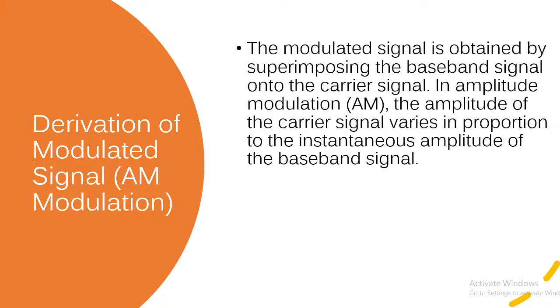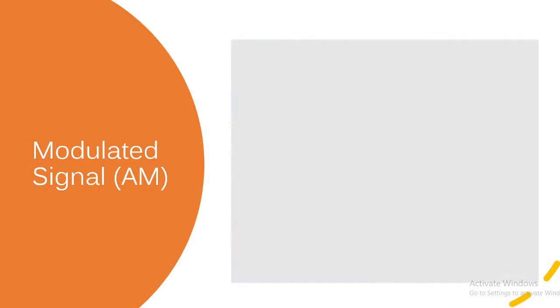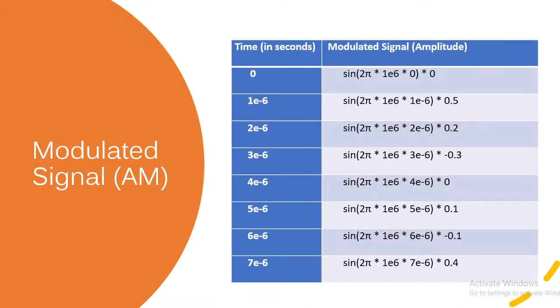Now we will derive the modulated signal for AM. Let us try to derive the modulated signal from the baseband signal and the carrier signal. For the modulated signal, you can see the time remains the same, 1 e to the power minus 6 up to 7 e to the power minus 6. The time instances where the samples of the carrier were taken remain the same. Now the amplitude of the modulated signal will be different from the carrier signal.